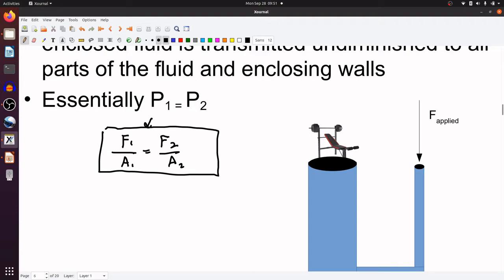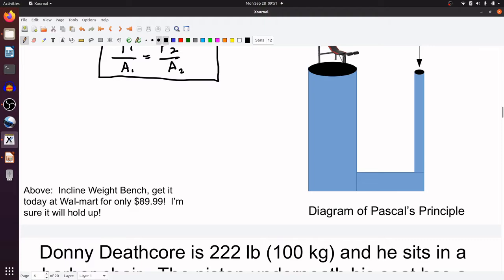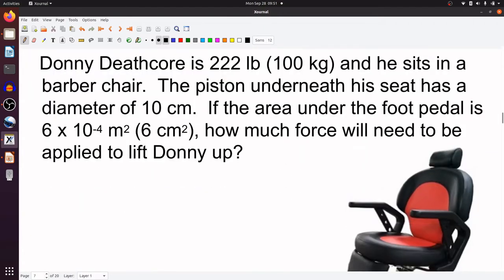There's hydraulic brakes in some types of bikes, if I remember correctly. And there's hydraulic lifts all the time. So, anyway, let's do a hydraulic problem.